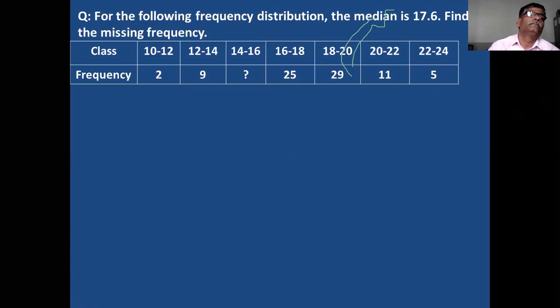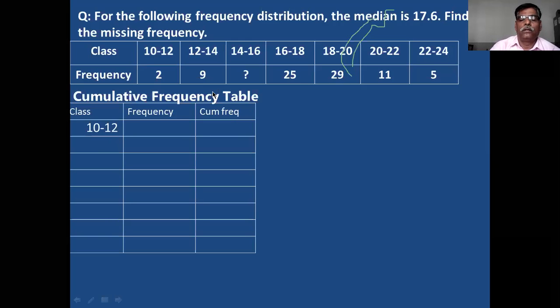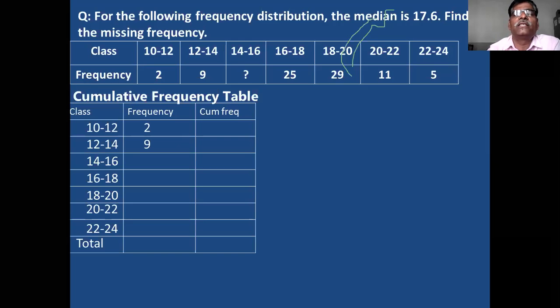As per our procedure, we calculate the median. You write the frequency, cumulative frequency table. Class 10 to 12, these are the classes. You write the class, then write the frequency. Frequency 2, 9, and for the question mark, you write X. Next is 25, 29, 11, 5. Last is 5. Like this, you write the frequency.